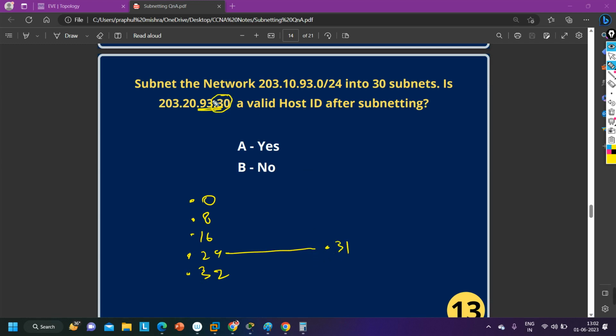So dot 30 will be here. This one is a valid IP address. This one is the last broadcast ID. This one is the network ID. And this one will be the first valid IP address. 24 plus 8 is 32.